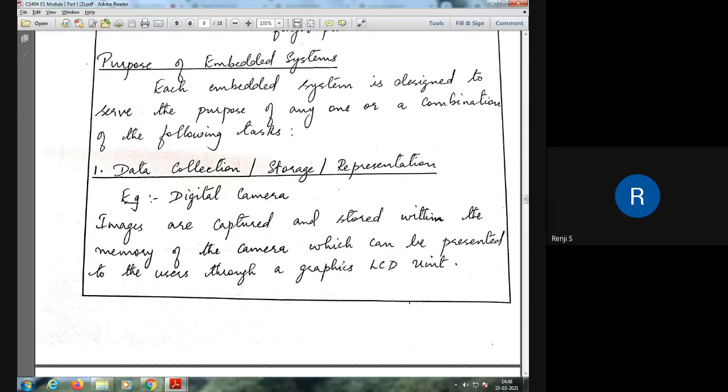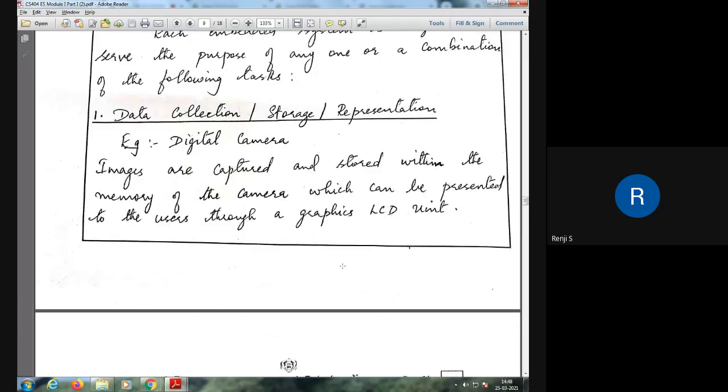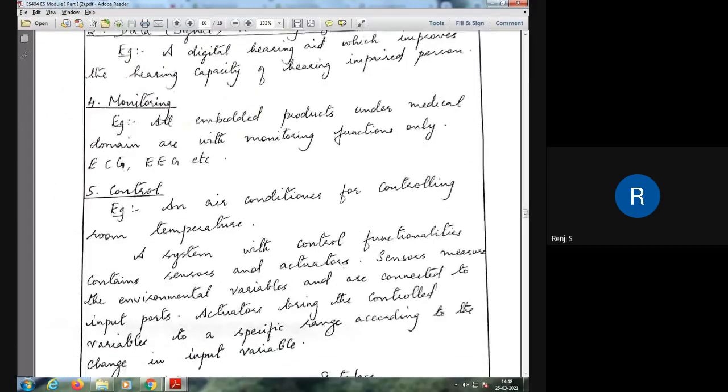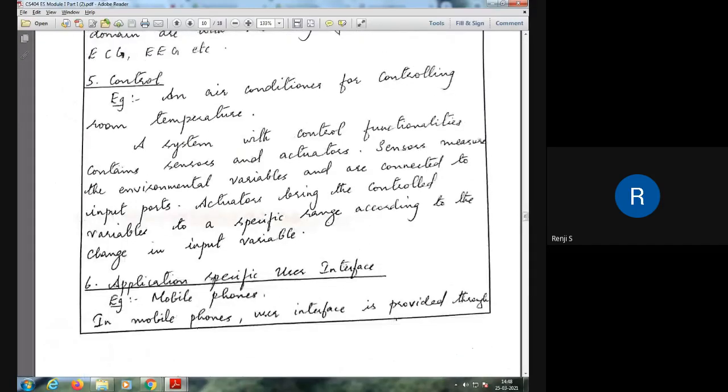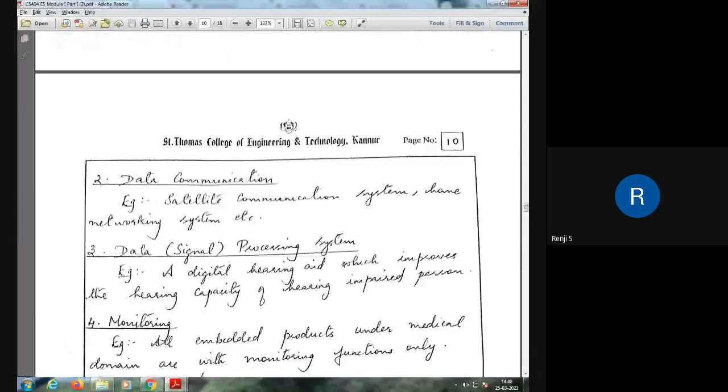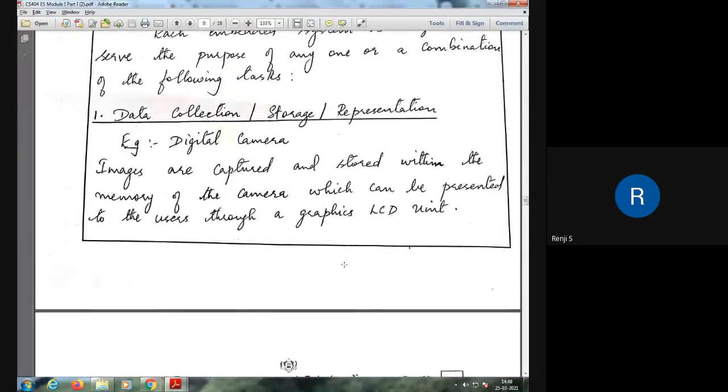It is designed to serve several purposes, out of which we can define a few. Any embedded system comes under one of these six purposes which I have defined here. The first purpose is data collection, storage, and representation. Embedded systems are capable of collecting data, storing data, and representing data.